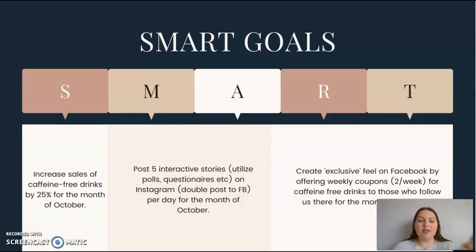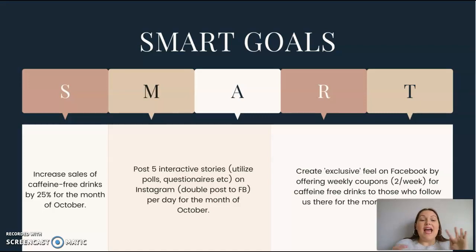Some SMART goals that we have. Increase sales of caffeine-free drinks by 25% for the month of October. Post 5 interactive stories. We're going to be utilizing engagement such as polls, questionnaires, and sliders on Instagram, while also double posting that onto our Facebook as well. We're going to be doing that each day for the month of October. We're also going to be creating that exclusive feel on our Facebook. We're going to be offering weekly coupons, 2 a week, for caffeine-free drinks to those who follow us there all of the month of October.